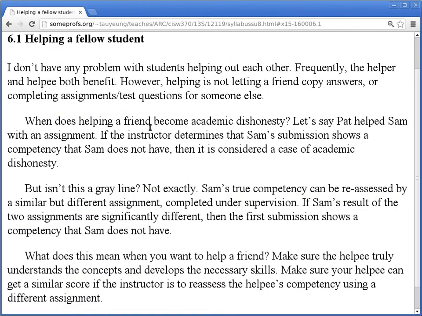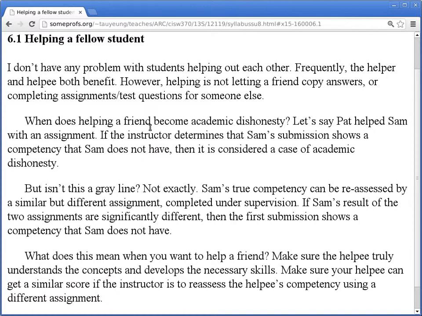And here we are moving on to some tips. How do you help a fellow student? In any class, including this one, studying and working together actually helps. I do encourage people to work together or study together and basically exchange ideas. So the question is, where is that fine line between academic dishonesty and working together and trying to understand the material together?